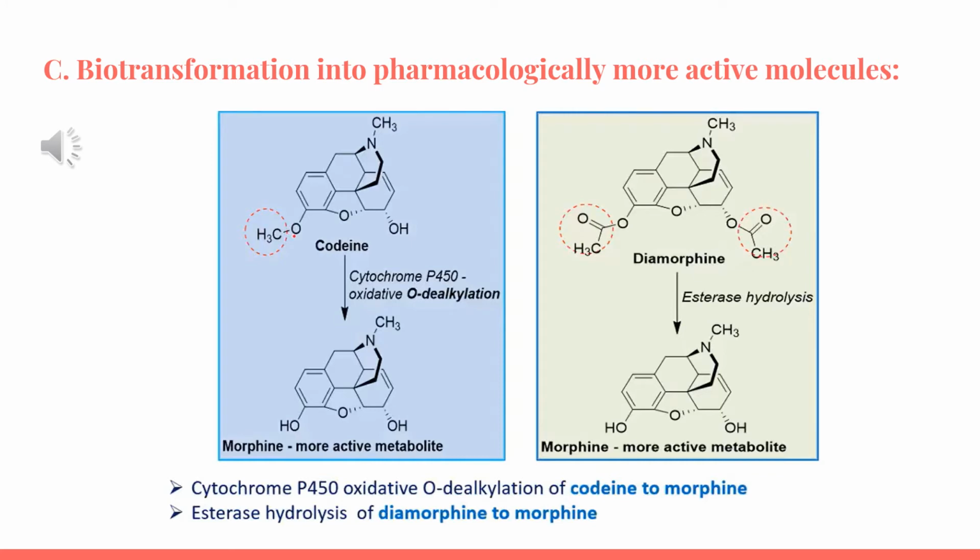A third example would be biotransformation into pharmacologically more active molecules. For instance, cytochrome P450 mediated oxidative O-dealkylation of codeine into morphine, which is a more active metabolite. This will also be discussed in part 2. We can also take the example of esterase hydrolysis of diamorphine into morphine, which is a more active molecule.